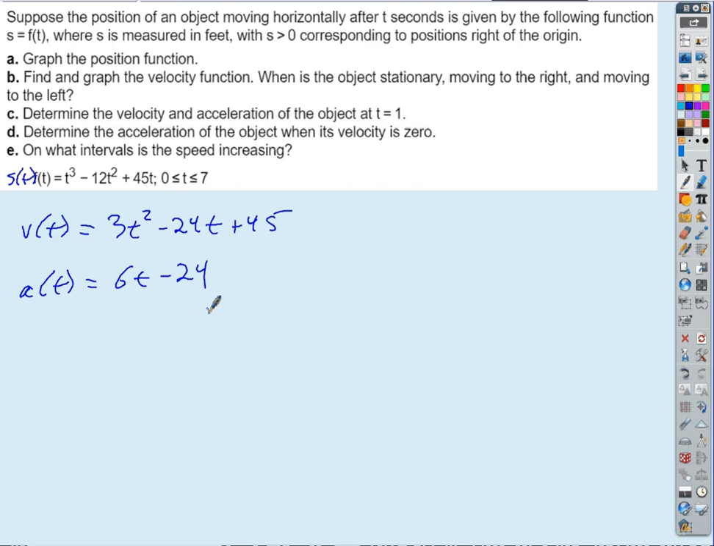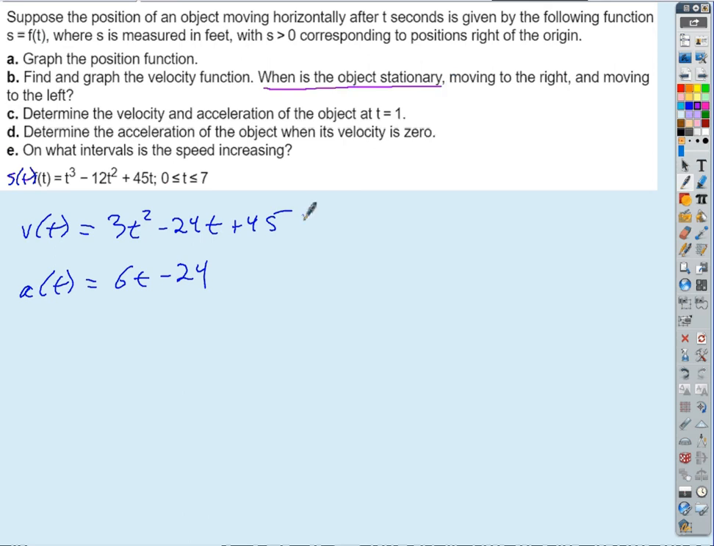Okay. But if we wanted to know when is the object stationary, how do we apply this to find that out? What's happening when it's stationary? The velocity is 0, right? So I'm just going to set the velocity function equal to 0 and solve.